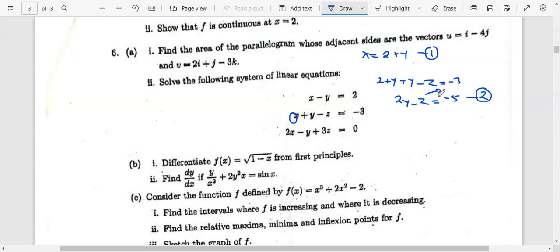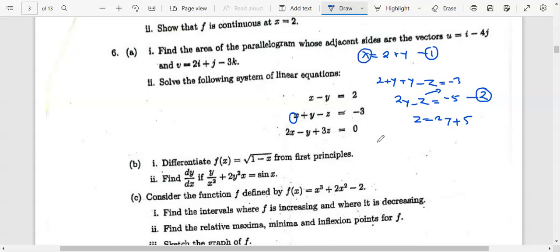I can as well make z the subject of the formula for equation 2. I'll take z to the other side of the equation, and then I'll bring 5 also to the other side of the equation. So it becomes z is equal to 2y plus 5. It's not a 3, it's a 5. So this is equation 2.